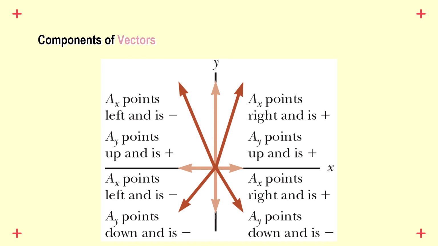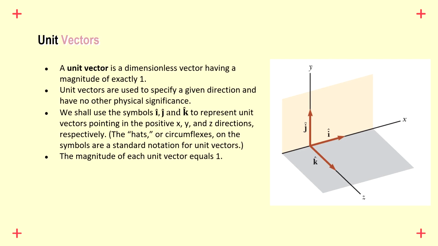Now we discuss the unit vectors. A unit vector is a dimensionless vector having a magnitude of exactly 1. Unit vectors are used to specify a given direction and have no other physical significance. We shall use the symbols i hat, j hat, and k hat to represent unit vectors pointing in the positive x, y, and z directions respectively. The hats, or the circumflexes, on the symbols are a standard notation for unit vectors, and the magnitude of each unit vector equals 1.